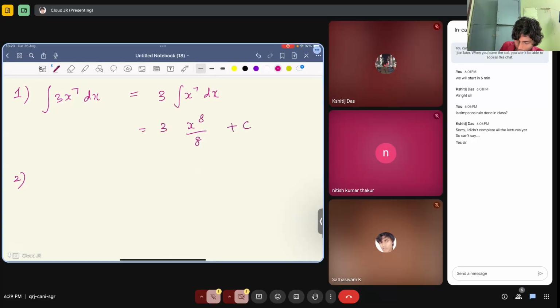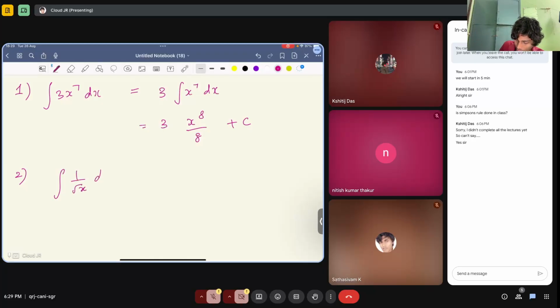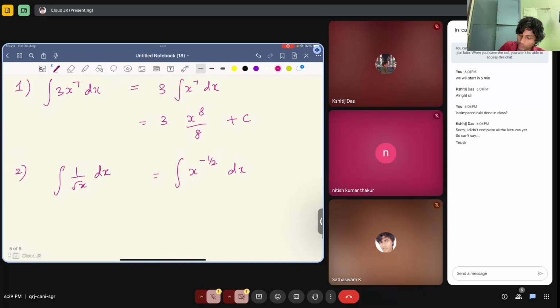Let's look at the second example, which is the integral of 1 by, let's say, root x dx. How do you do this? You do the same thing. You write 1 by root x in the exponential form. This is x power minus 1 by 2 dx. And now this is again of the form x power n.